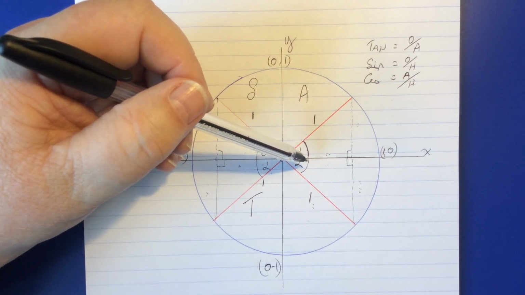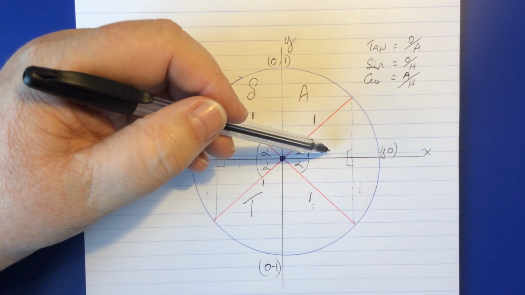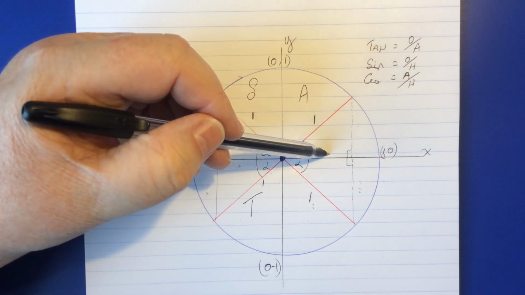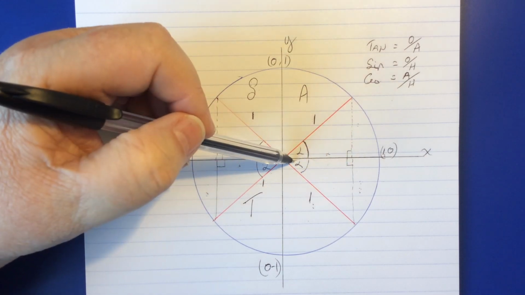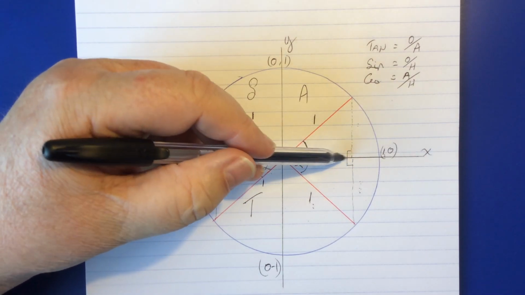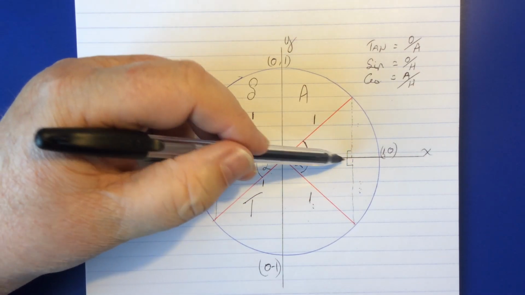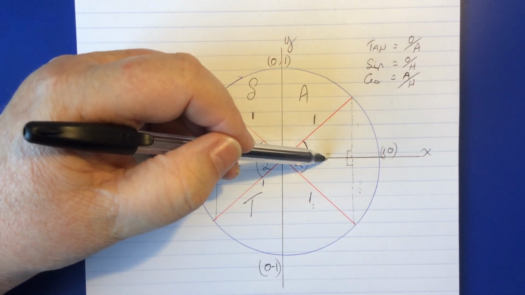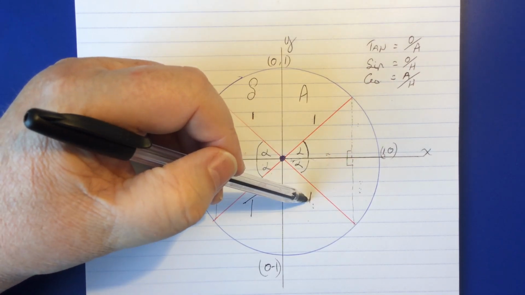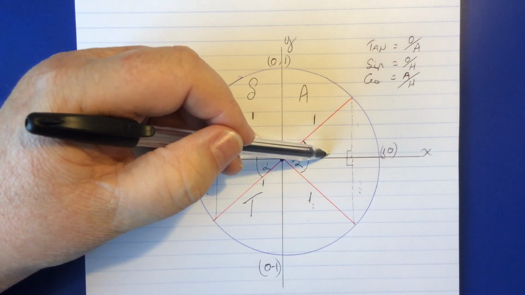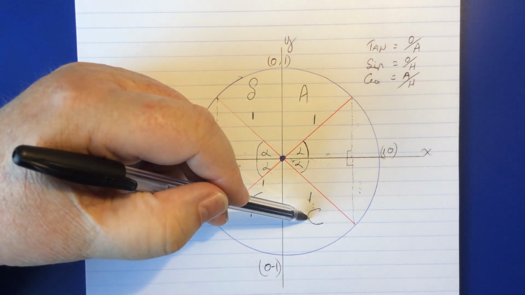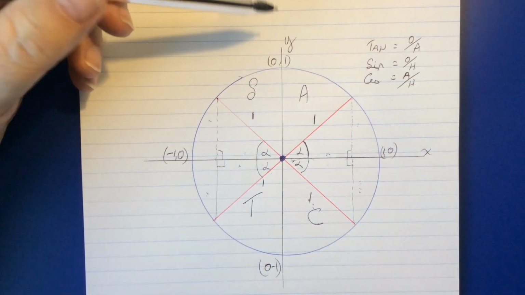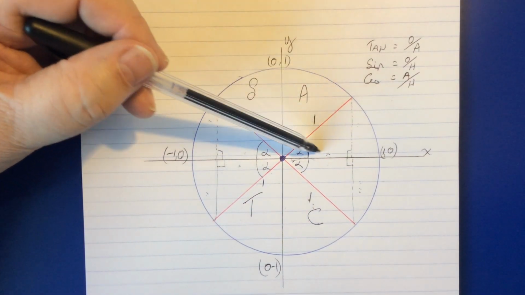What are we left with? Well, the cosine. And the cosine is the adjacent. So this length here, which is positive on the x-axis, this value is positive, and this is positive. Adjacent over hypotenuse means that cosines are positive in the fourth quadrant. So the rule is that everything is positive here.